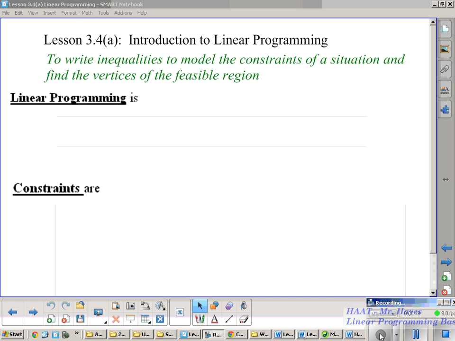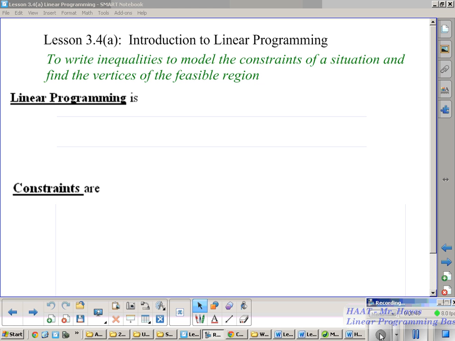So on the back side of your sheet, you can write down the objective, which is to write inequalities to model constraints of a situation and find the vertices of the feasible region, otherwise known as a very big system of inequalities. Obviously pause when you need to.